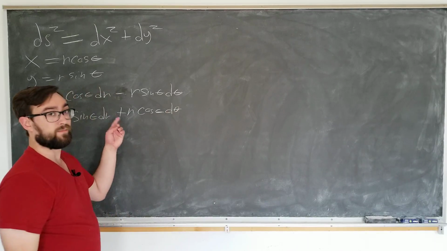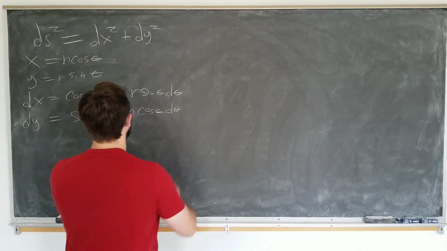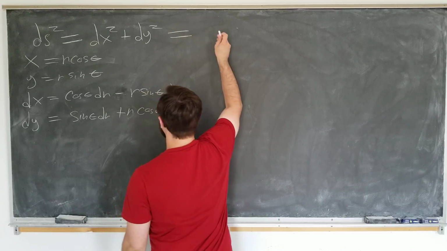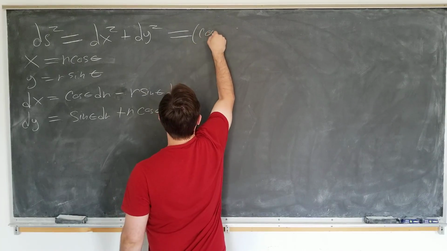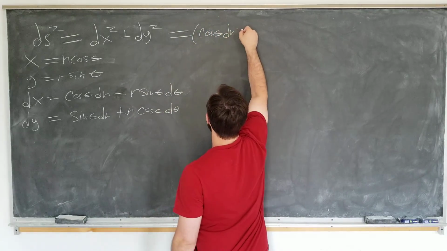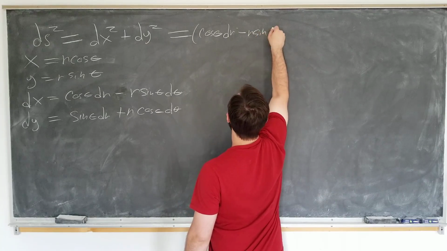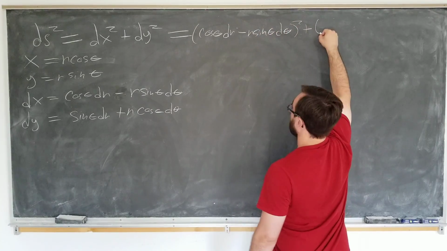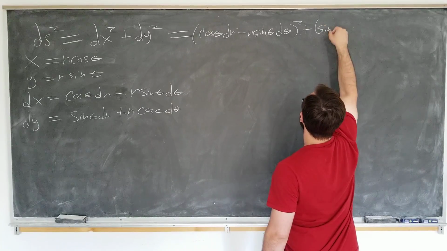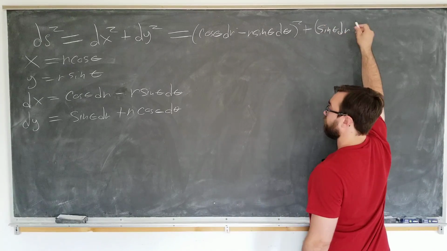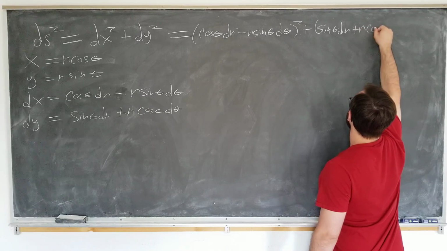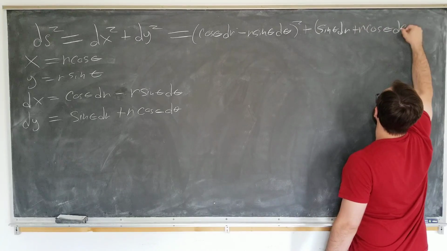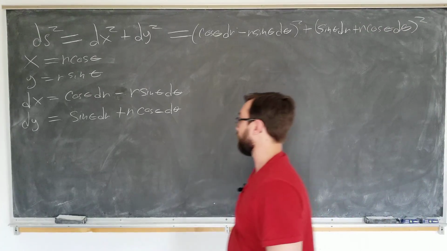We're just going to go ahead and plug these expressions into our Pythagorean theorem here and see what we get. Cos theta dr minus r sine theta d theta, squared, plus sine theta dr plus r cos theta d theta, squared. Expand this out and see what we get.